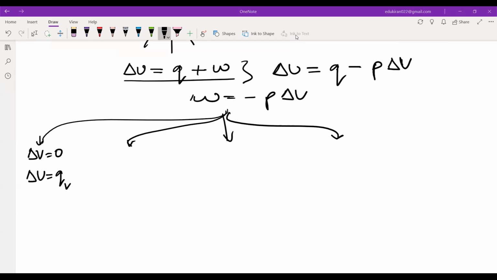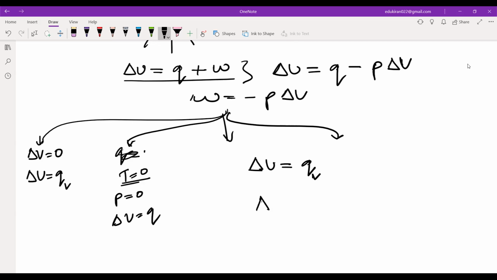Yes, okay, Yusra, fine. Then we said that if Q is equal to 0, in an isochoric process, if the temperature change is equal to 0, that means what is happening? There is free expansion. If free expansion is taking place, when P is equal to 0, then also delta U will be equal to Q. Now, the two most important ones were delta U is equal to QV, that means at constant volume, and delta H is equal to QP at constant pressure. So these are the two main things.